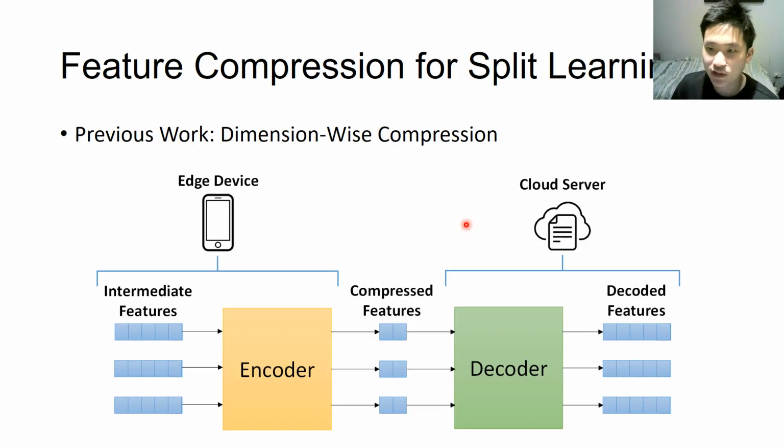To further improve the efficiency of split learning, many previous works utilize dimension-wise compression that transforms high-dimensional features into a low-dimensional space. Specifically, dimension-wise compression utilizes extra NN models such as encoder and decoder to embed features into a low-dimensional space.